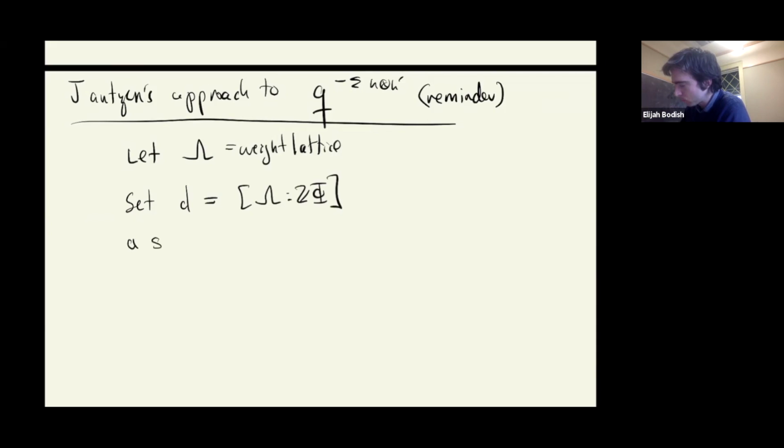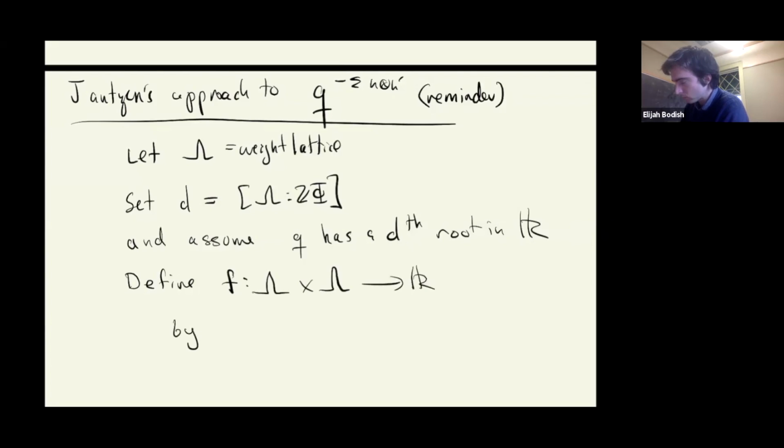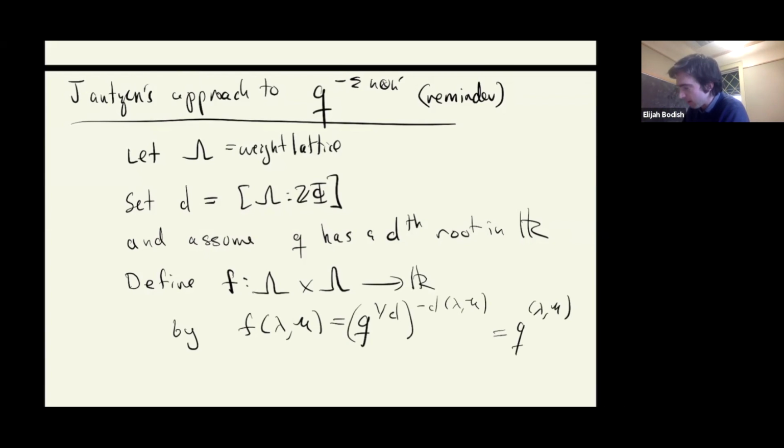And assume that q has a dth root in K. And then you define our new function f, this is for arbitrary g, from Lambda cross Lambda to K, by f of lambda mu is q to the 1 over d to the negative d lambda mu. Okay, so this is how it's defined in the book. This is just q to the lambda mu, but since lambda and mu are weights and we're using this pairing on the roots, you might have some fractional exponents, but the worst fraction you could have is d. So it's fine just to think of it this way. But in order for this to make sense, you do need this dth root of q.